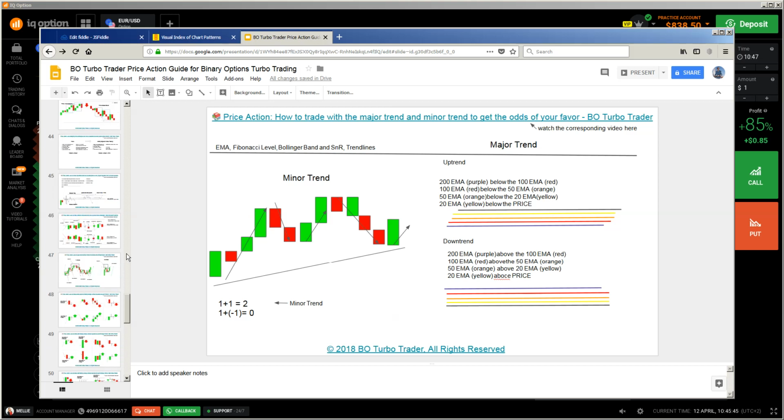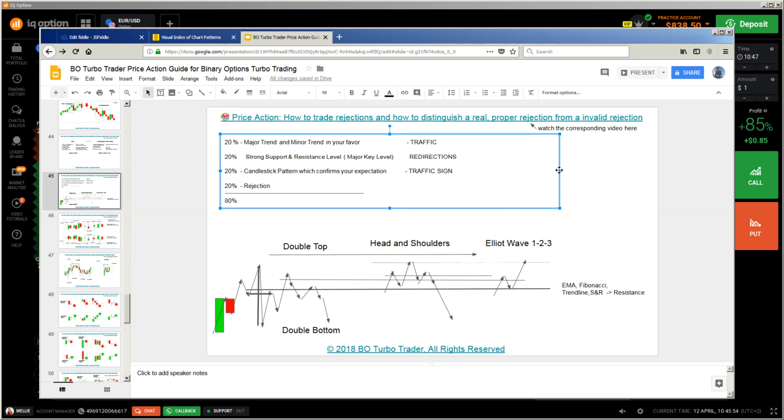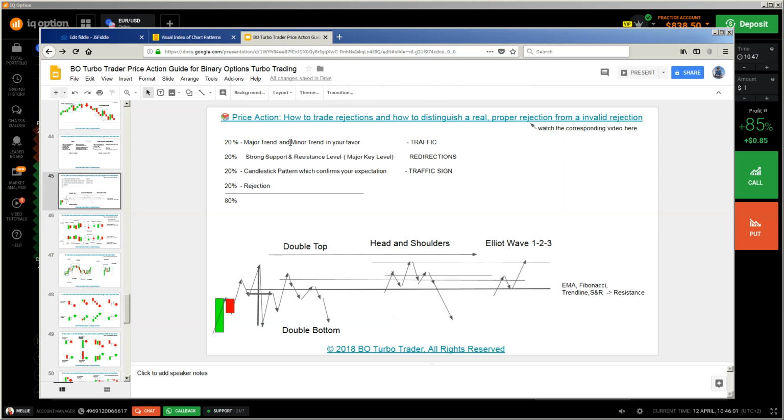Then watch this video about the rejection again, where I clarified a lot more about the rejection. And here you see again the most important part of every kind of trading setup. Yes, you need the trend, you need the key level, you need the candlestick pattern, and then at least the rejection, and then you have 80% probability, or sometimes more, of a good outcome of your trade. So watch this video to understand this.